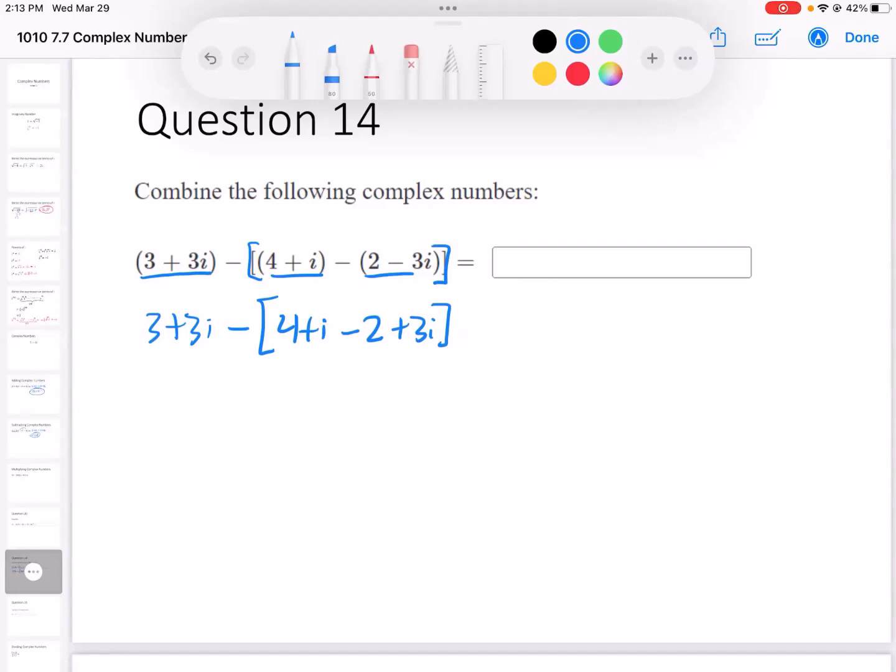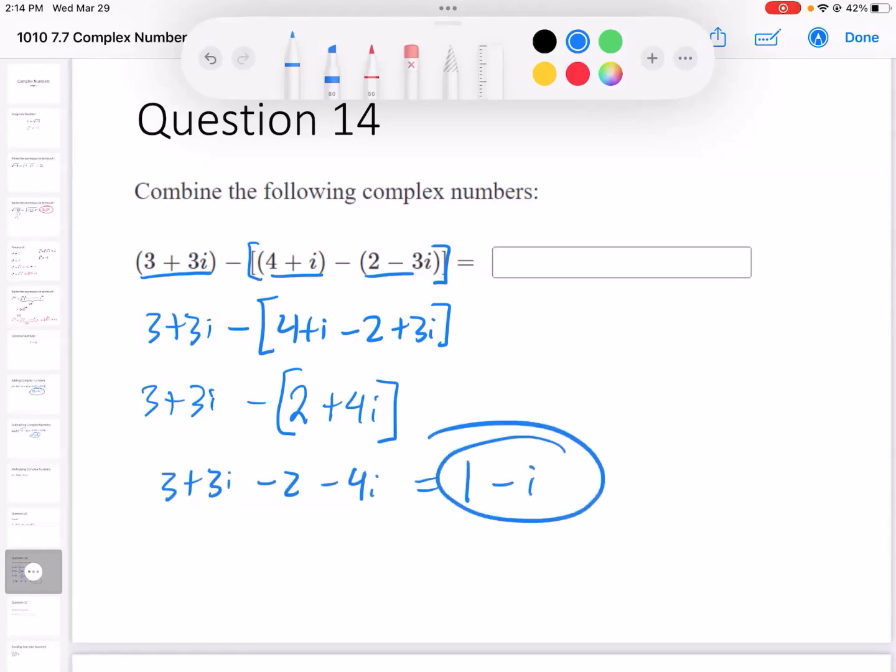Then I'm going to go ahead and simplify this so I don't have to distribute my negative to a whole bunch of different things. So 4 minus 2 is going to be 2, and i plus 3i is 4i. So this is the stuff in the brackets. And then since I'm subtracting the stuff in the brackets, I need to distribute that negative to both terms in there. So that gives me 3 plus 3i minus 2 minus 4i, and that's going to equal 1 minus i as my answer. So this complex number is the result of taking this complex number, subtracting this one, and then taking that result and subtracting it from this.